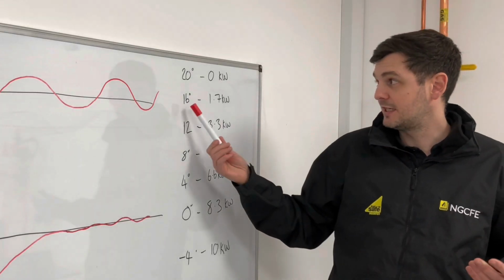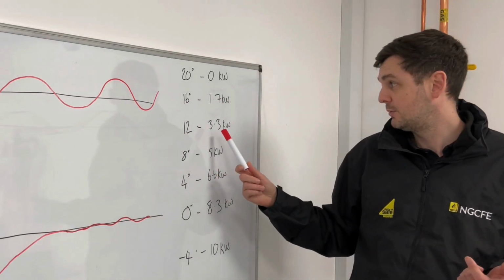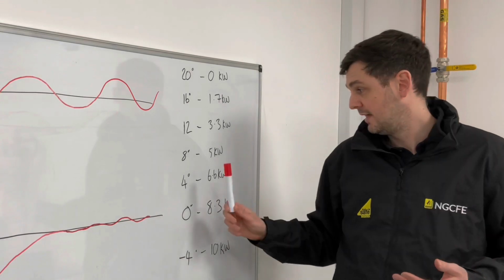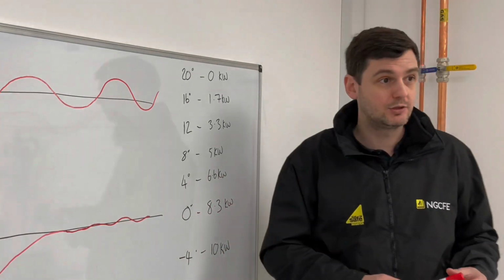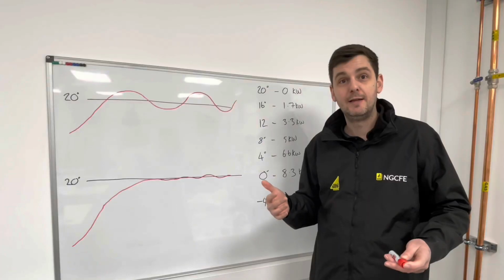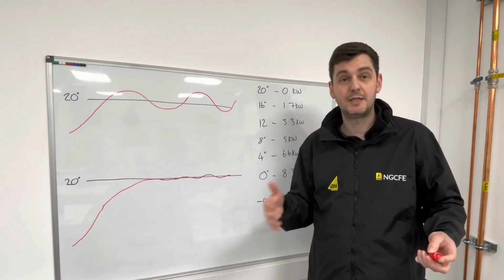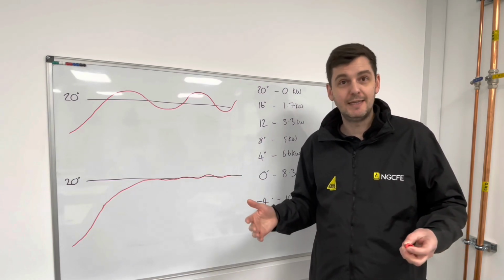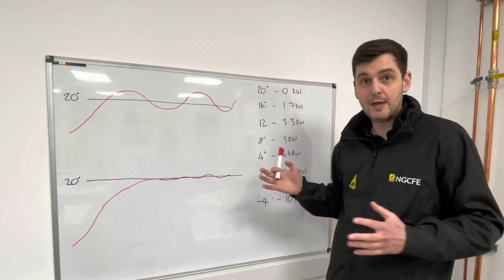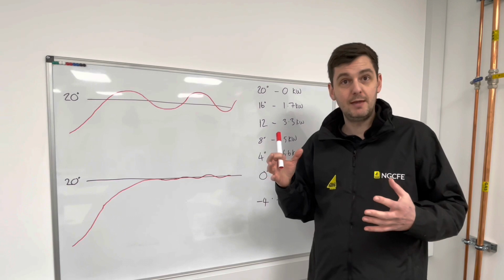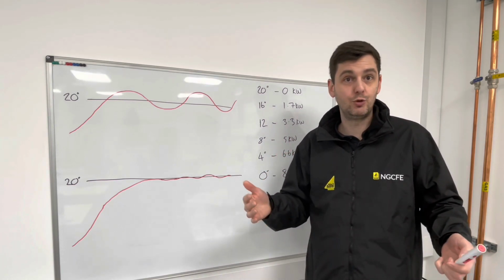We can see, at 16 degrees outside, we only need 1.7 kilowatts. At 12 degrees outside, we only need 3.3 kilowatts. At 4, 6.6, and at 0 degrees, it would be 8.3 kilowatts. So it's quite easy to see straight away that although we might have a 10 kilowatt heat loss in our property at worst case scenario, the vast majority of the year we don't need all of that heat out of our boiler. So weather comp's a really good way of the boiler being able to monitor how hard it needs to work to keep your property and your customers warm.